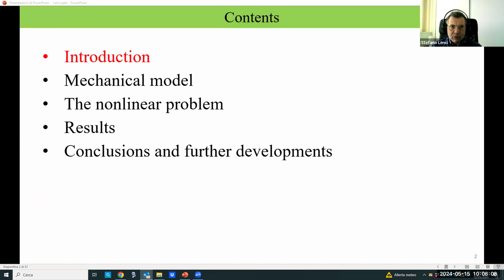So I will start with a brief introduction. I will tell you the mechanical model, which is the simple model I just mentioned. And then I will address the nonlinear problem, and I will show you some results of the computation we did. And then I will end with some conclusions and suggestions for further developments that you may be interested in.